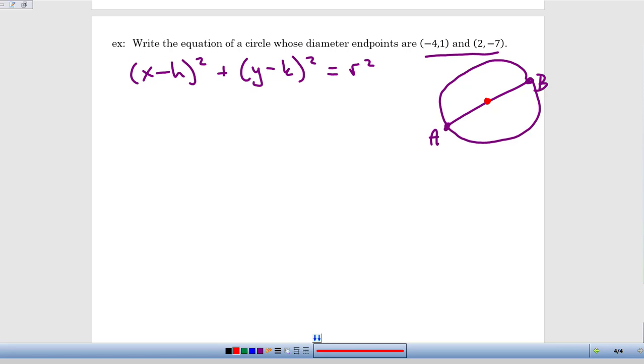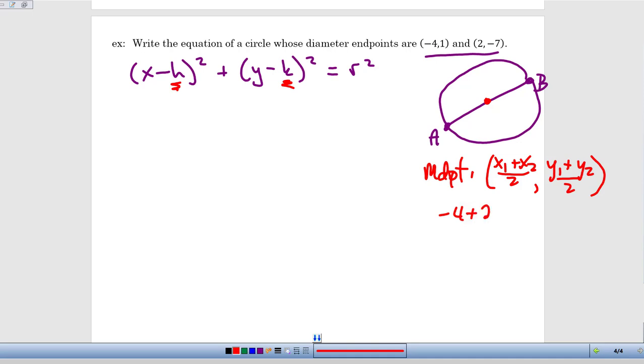And so the way we do that is to find the midpoint. We're going to take the 2 x coordinates, add them and divide by 2. So basically find the average of the x coordinates, and then do the same thing for the 2 y coordinates. And so that's what I'm going to do here to find what the center, what the h, k values are for our circle in question. So we can add -4 plus 2, put that over 2, and then we're going to add the y coordinates, 1 plus -7 over 2.